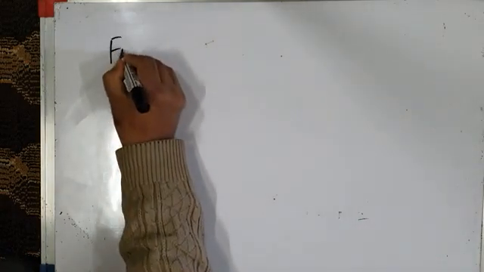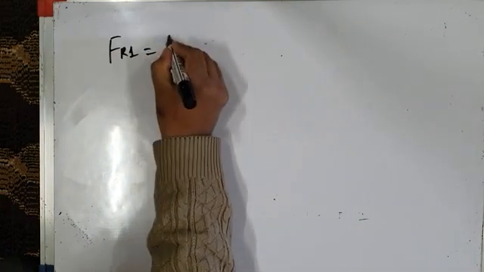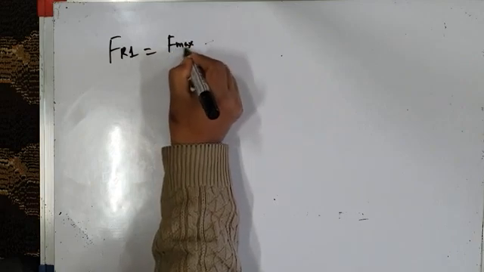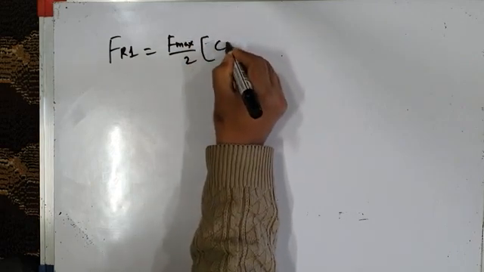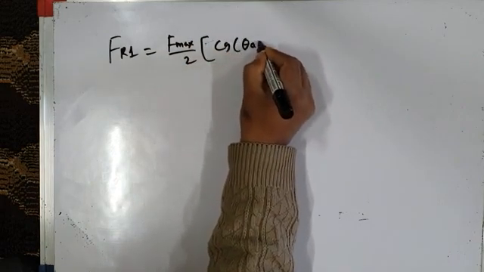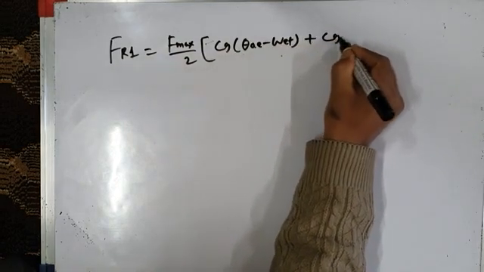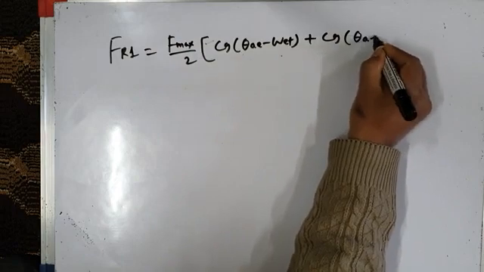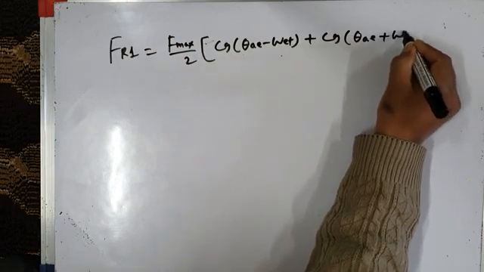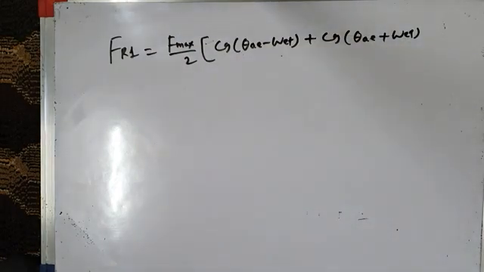So therefore, my FR1, I will write again, is equal to F max by 2 times cos of theta AE minus omega ET plus cos of theta AE plus omega ET. Is it okay? Yeah.